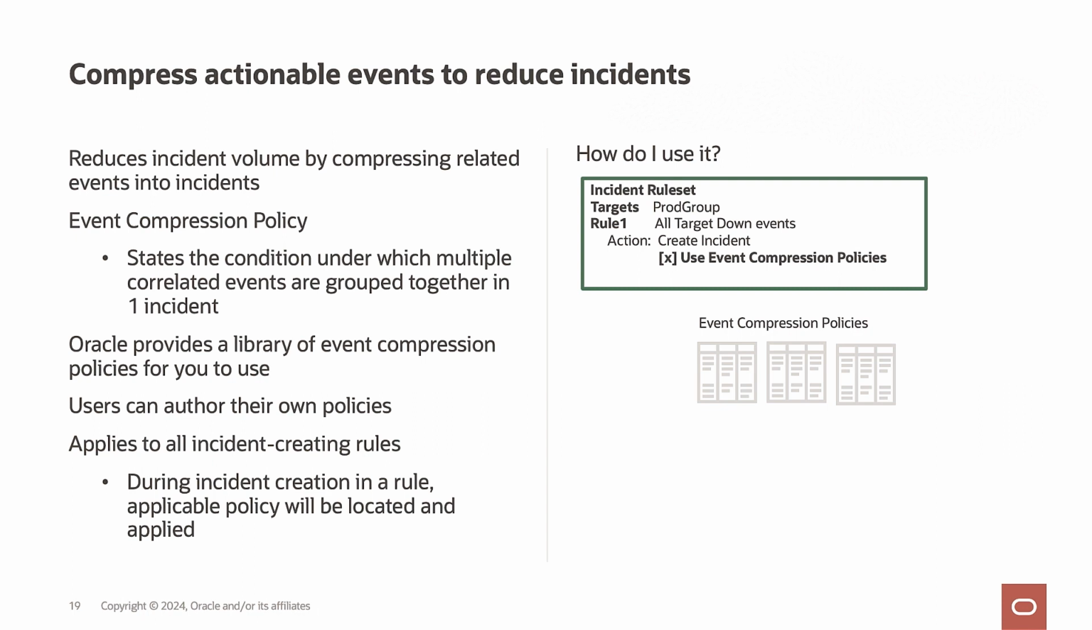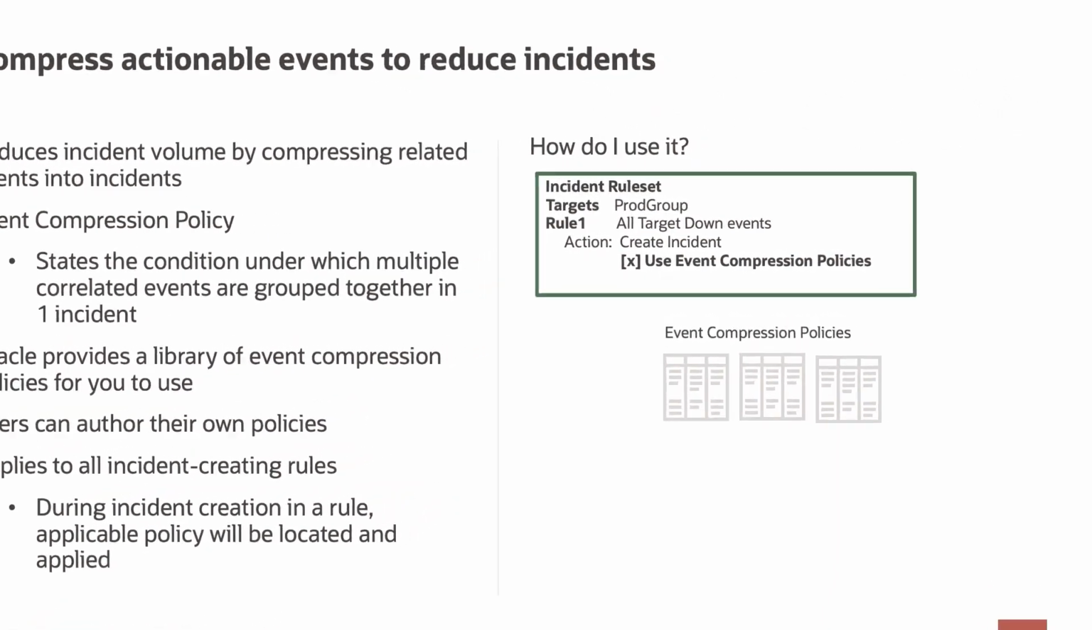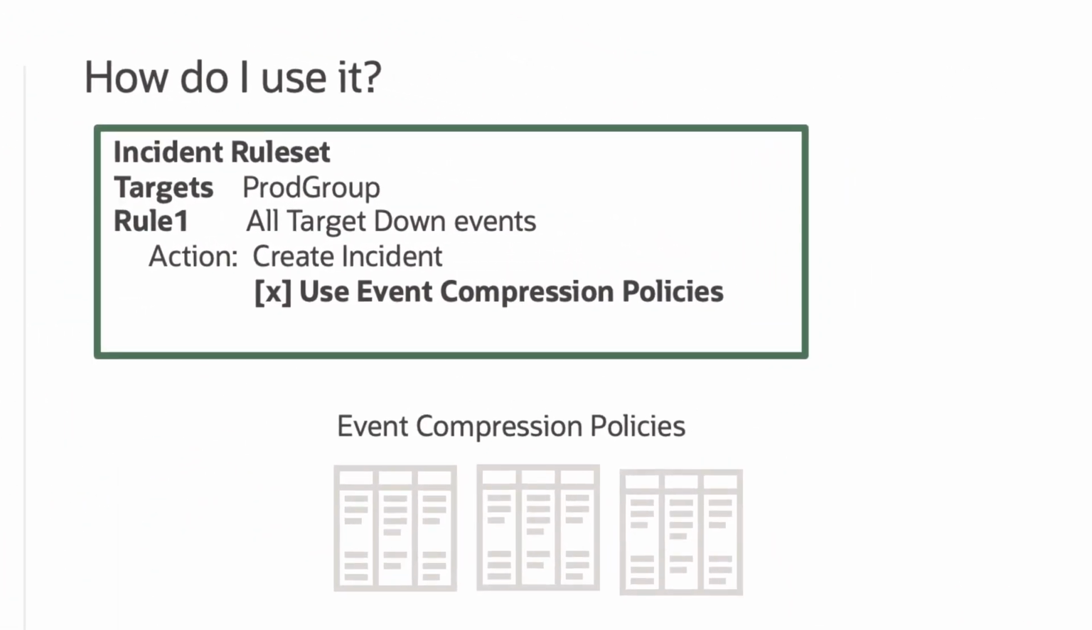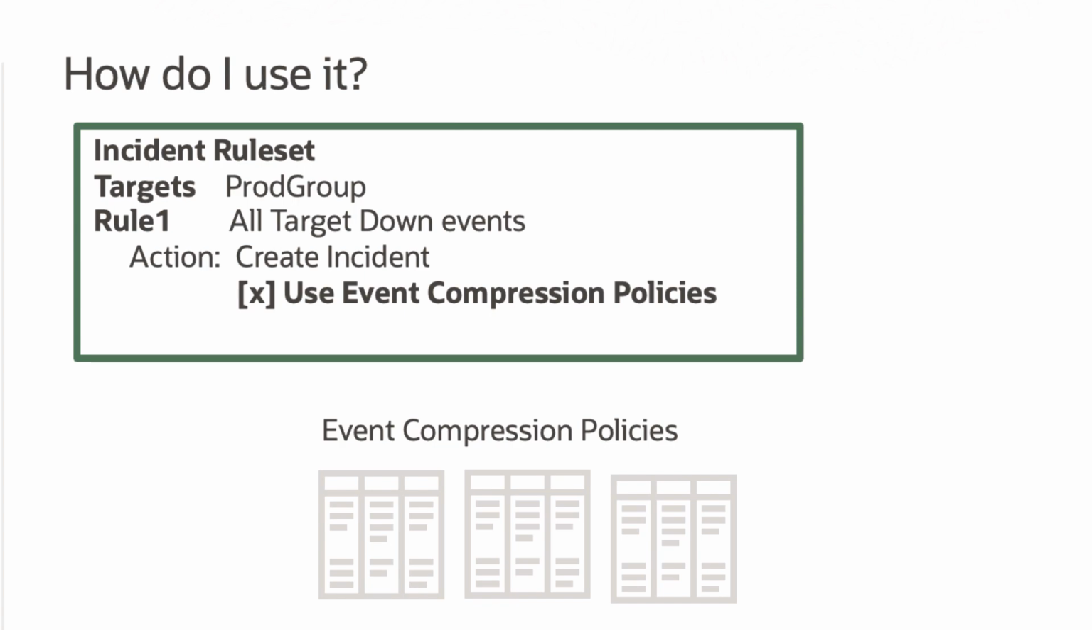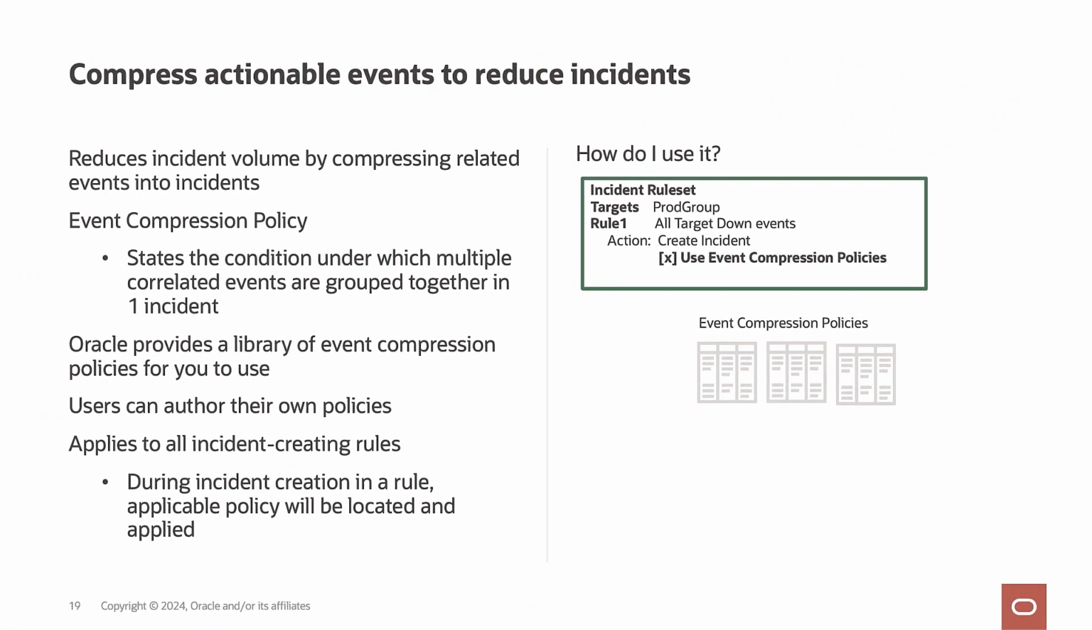These policies work with your event rules in your incident rule sets as long as you enable the option to use event compression policies. Let's review how these policies work. For example, assume there is a user-created policy that correlates and groups or compresses target down events for all MySQL databases on the same host. Let's say you have an incident rule set with a rule to create an incident for all target down events for your production group, which includes your MySQL databases. In your rule, make sure you also choose the option to use event compression policies.